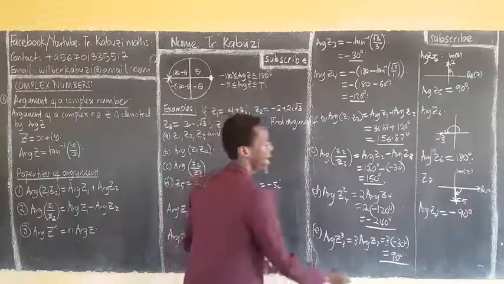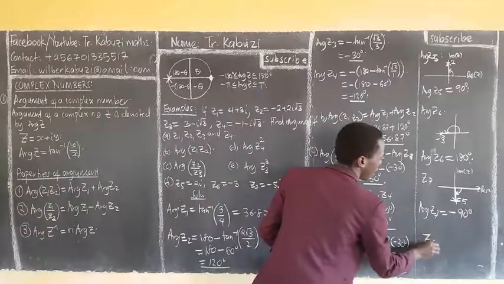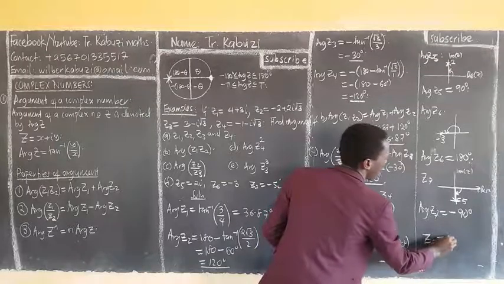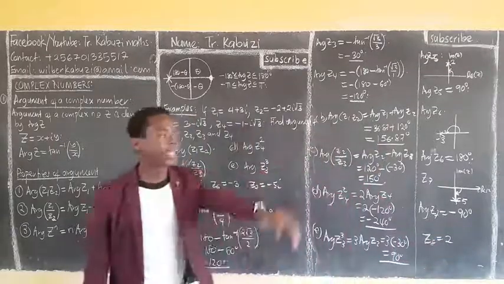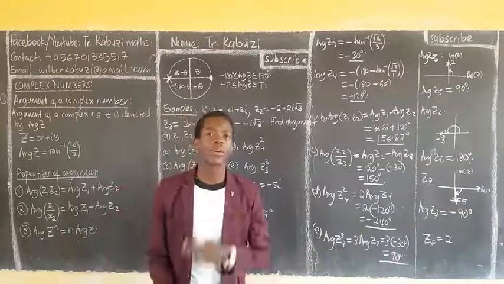So you can try and get me Z8 when I have it as 2. I wish you the best, members. That's how we deal with the argument of a complex number.